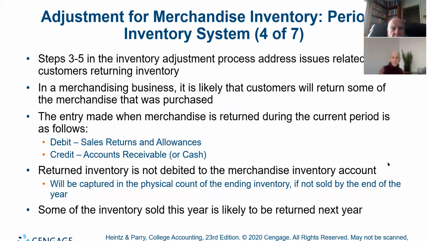Let's take a look at what it looks like. Oh my goodness, there's more steps. What are they talking about here? Steps 3, 4, 5 in the adjustment process address issues related to customers returning inventory. This is the stuff I'm going to skip.